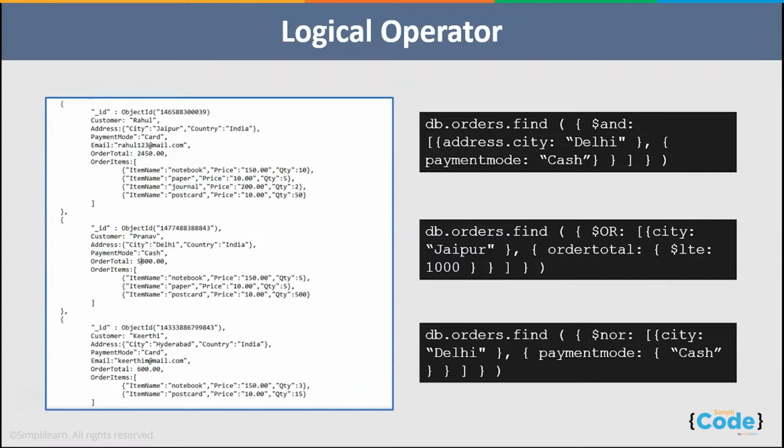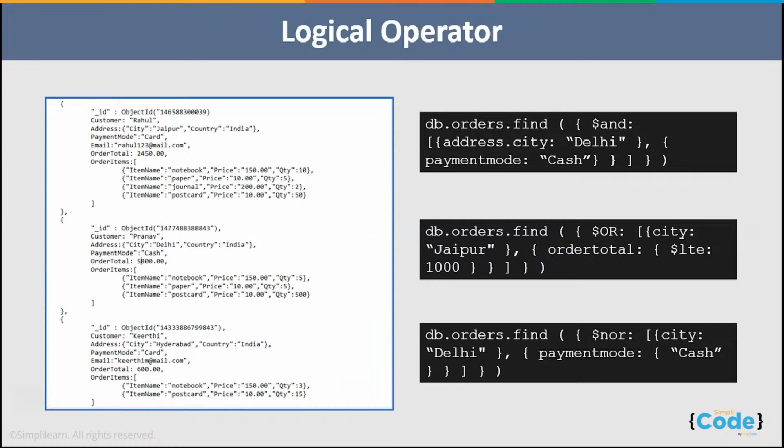collection. Now for the first example, I'm taking the AND operator, which says db.orders.find where address city is Delhi and payment mode is cash. Now if I look into the collection here, I have only one such document where address city is Delhi and payment mode is cash, that is the details of customer Pranav. So it will retrieve only the document of Pranav here.